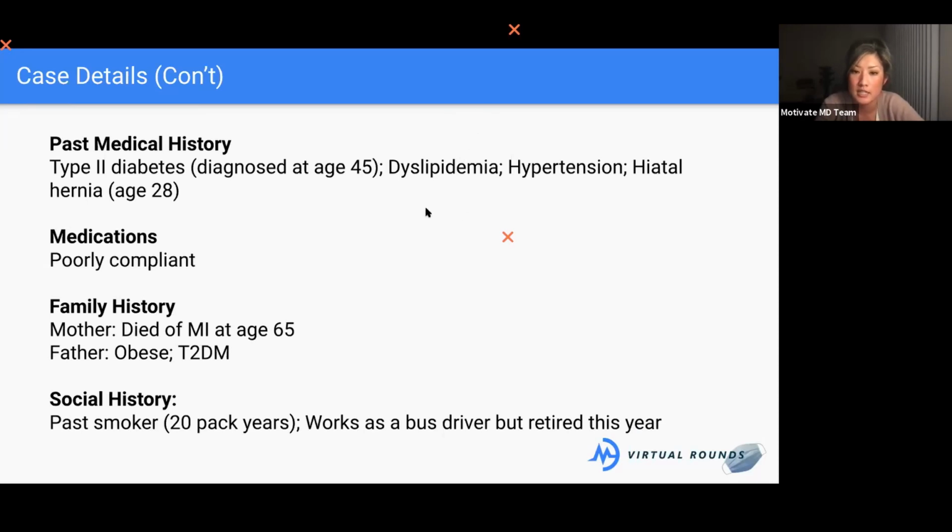Okay, so here we're getting into the nitty gritty, a little bit more of his past medical history. So he has diabetes, dyslipidemia, hypertension, he had a hiatal hernia, poorly compliant with medications. Here's some of his family history of atherosclerotic disease. Mother died of an MI at 65. Father also had diabetes, past smoker, like we mentioned, works as a bus driver, but retired this year. So does anyone know what is important to kind of hone in on here?